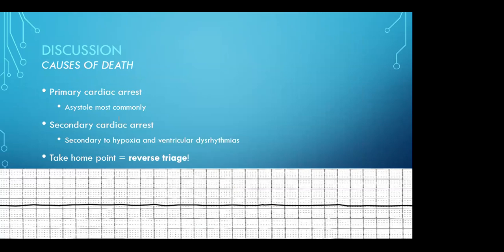So once again, primary cardiac arrest is a possibility with a strike. Asystole is most common. And then of course with stunning of the respiratory drive, you can get secondary cardiac arrest, which is due to hypoxia and ventricular dysrhythmia. So the take-home point there is reverse triage, which we have already discussed.